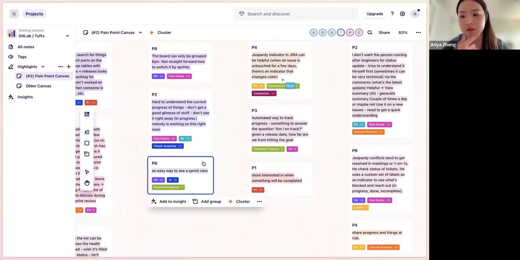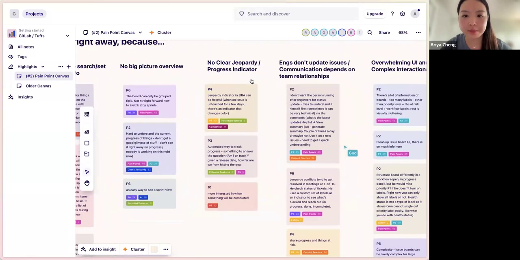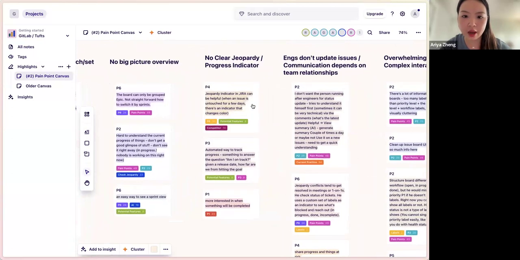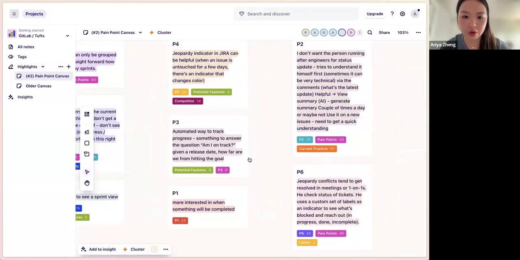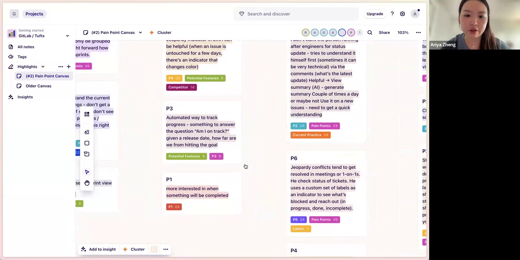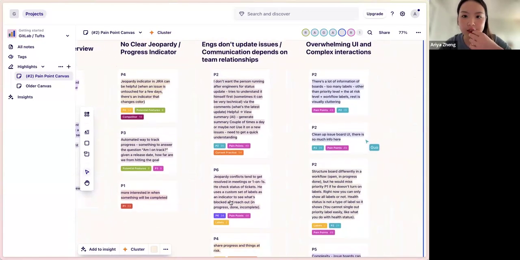And then person six, something that Ramona mentioned in the Slack channel, was saying how they like to see a sprint timeline view, like what they have in Jira. Yeah, and then the reason there's no jeopardy or progress indicator. Person four said that it could be helpful to have one of those if something is untouched for a few days. And person three wants to know a way to track progress automatically, like if they're on track to getting to a certain release date or not. And then person one is more interested in when something will be completed.